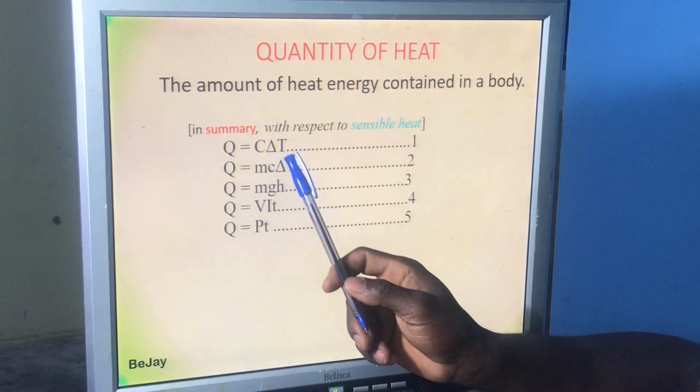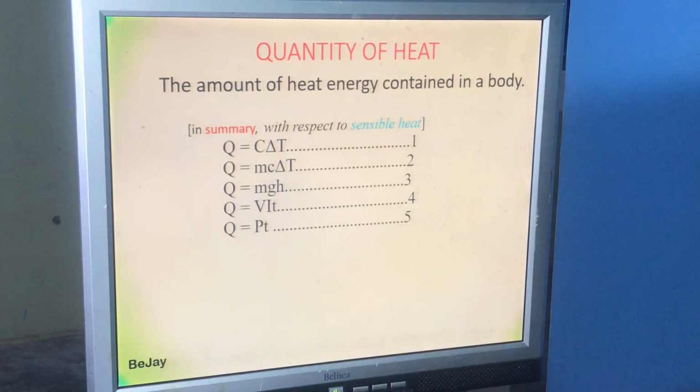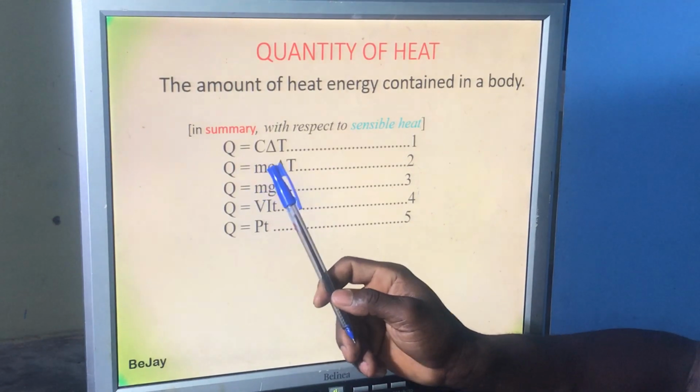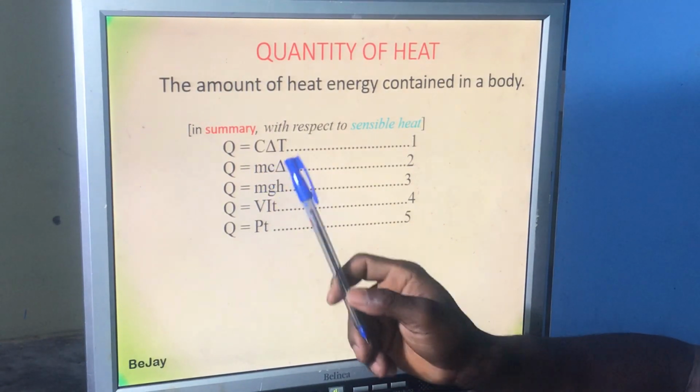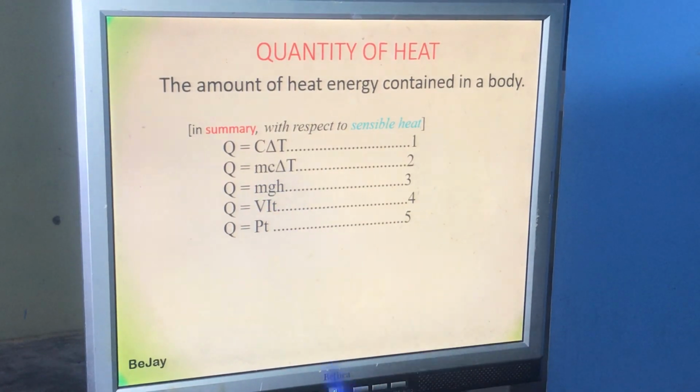So in summary, the quantity of heat in terms of sensible heat is given as Q equals C delta T, where C is the heat capacity. Q equals mc delta T, where c is the specific heat capacity. Q equals mgh. Let me explain this one before we move on.